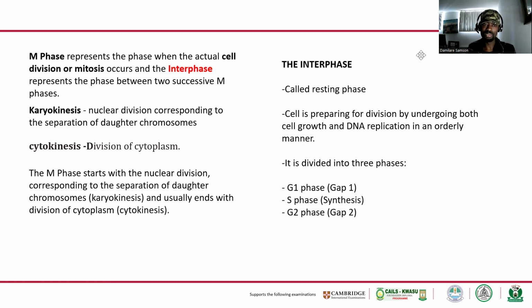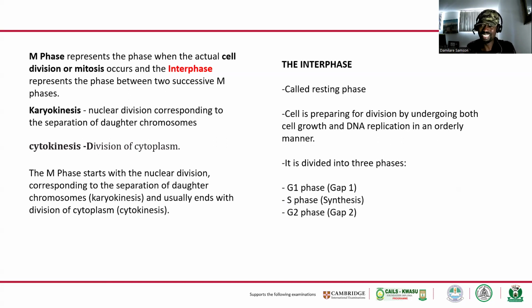Now, karyokinesis. What is karyokinesis? It is nuclear division corresponding to the separation of daughter chromosomes. Another way to say it is that karyokinesis is the nucleus division. When the nucleus of the cell is undergoing division, that is what we call karyokinesis.